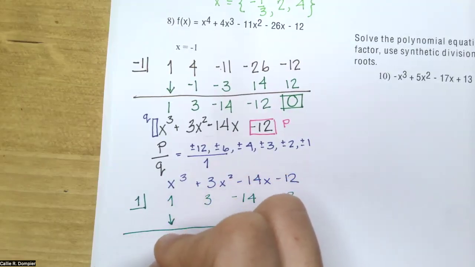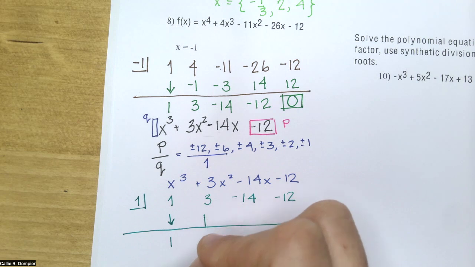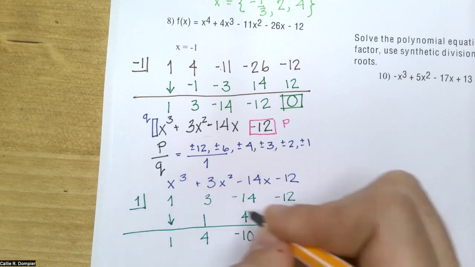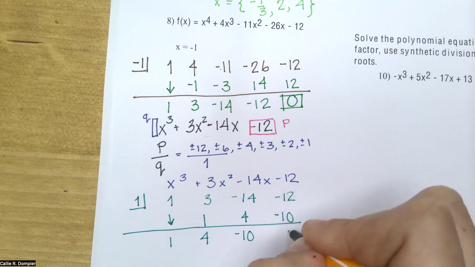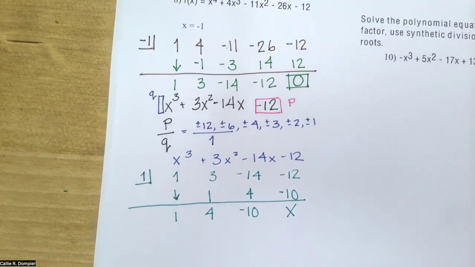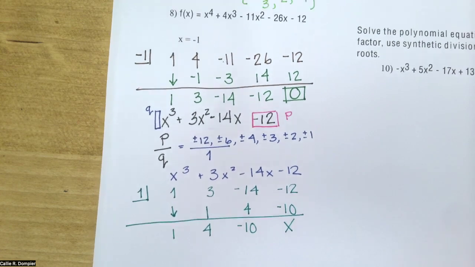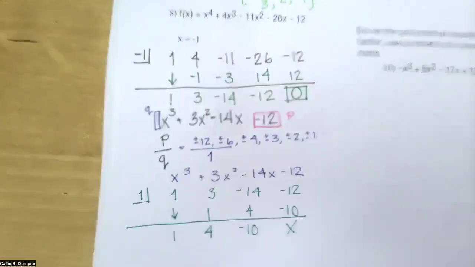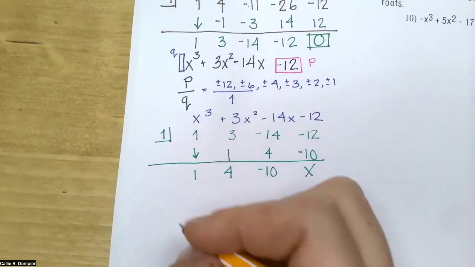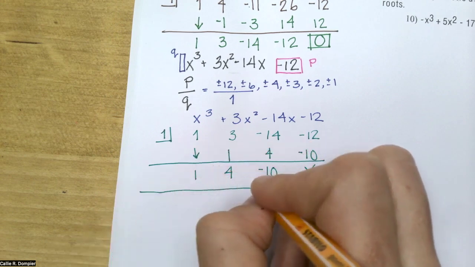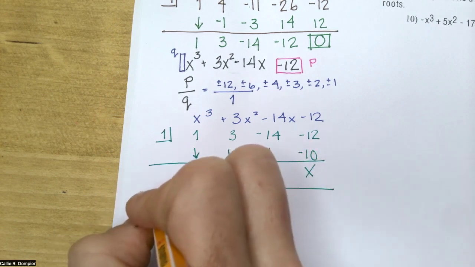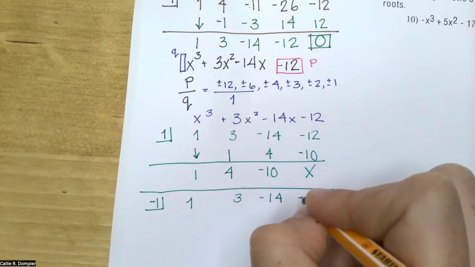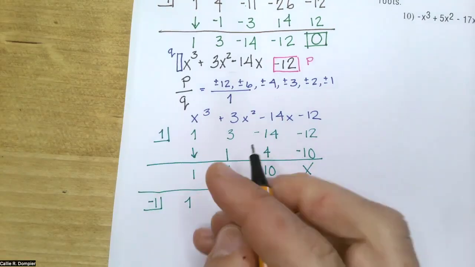The 1 comes straight down. 1 times 1 is 1. 3 and 1 is 4. 4 times 1 is 4. That's -10 times 1 is -10. And that does not give me a 0, right? Okay, so we tried +1. We already used -1. You could use -1 again if you want, but I'm just going to go on to 2. Well, we'll try -1. Same numbers, 1, 3, -14, -12. So I just have that same top row.